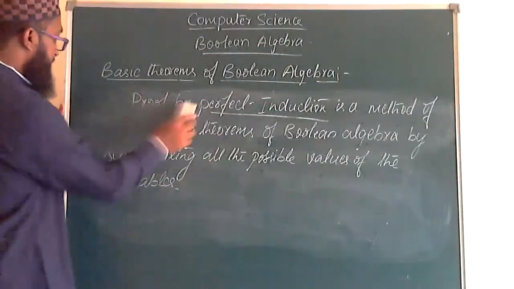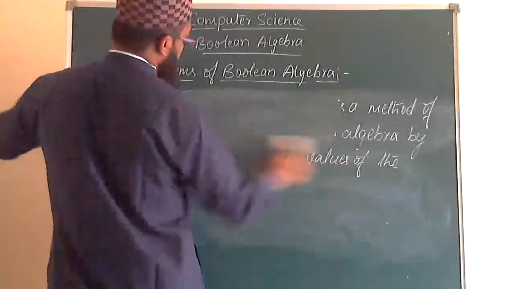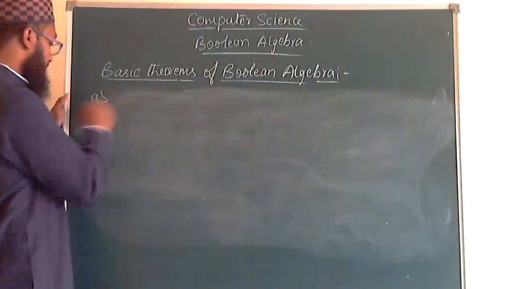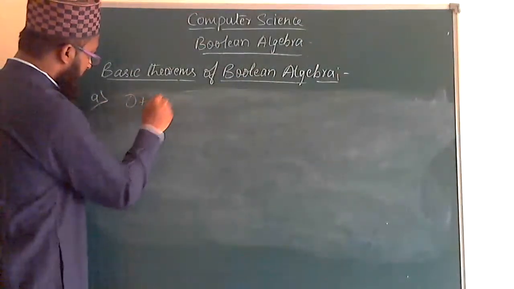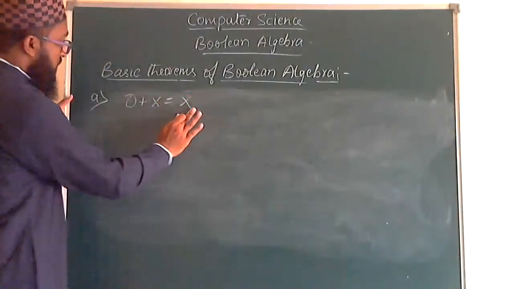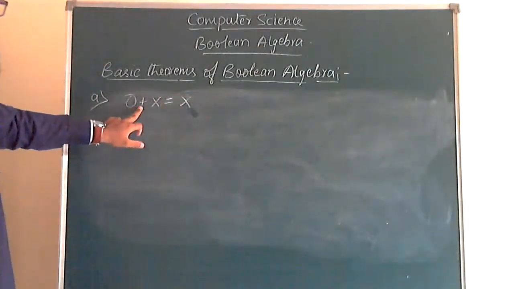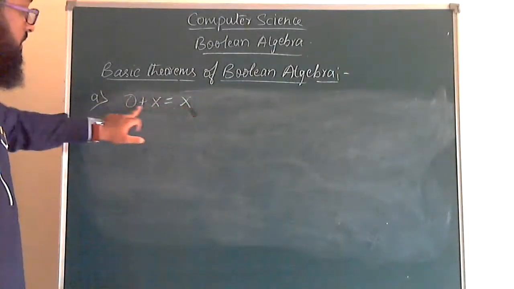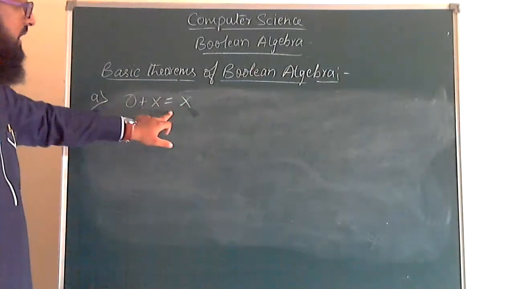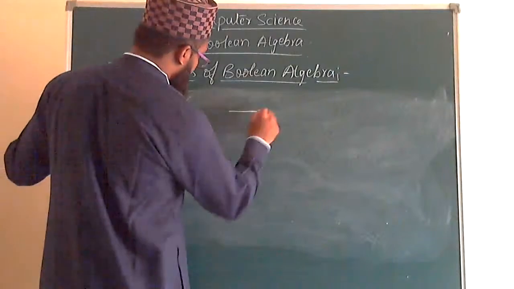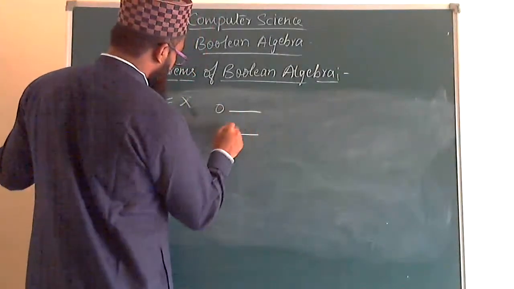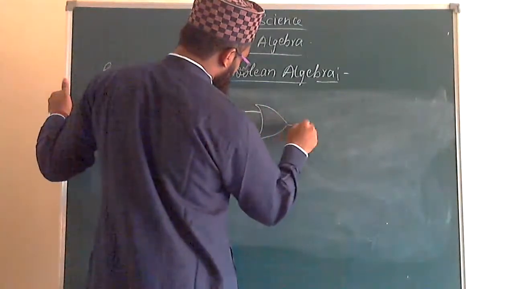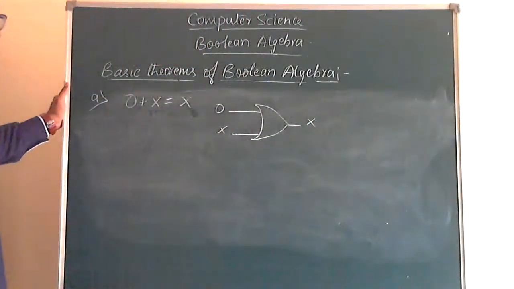Now look here. Basically there are four things. First one is 0 OR x, which is equal to x. You know that, anything ORed with 0, you will get the same thing. Here 0 plus x is there, so it will become x. This is the first one.